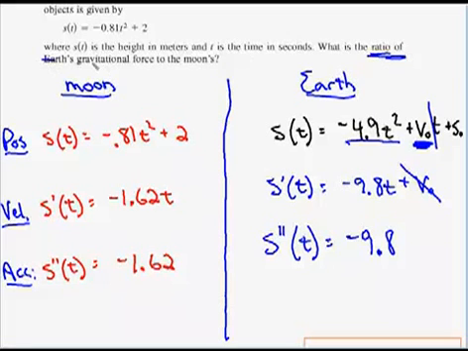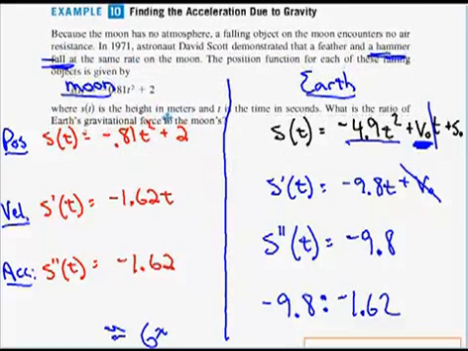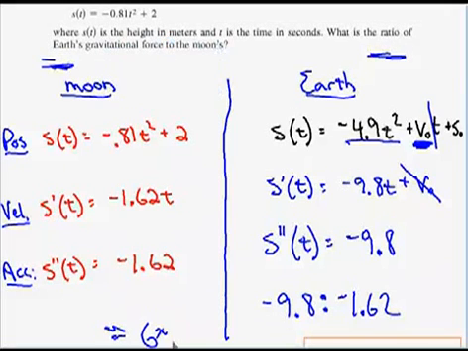The ratio, and they listed it as Earth to Moon. So when we set up our ratio, we would write it as negative 9.8 to negative 1.62, which is approximately 6 times, roughly 6 times. And what were they specifically asking about again here? The Earth's gravity compared to the Moon's. The Earth has about 6 times the gravity that the Moon does. And that's the end of the section.